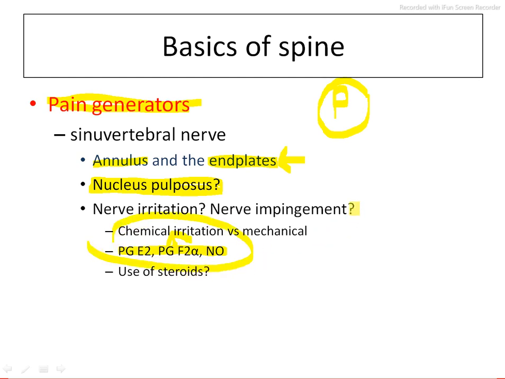Sometimes because of disc degeneration and disc prolapse, suppose this is a nerve going on and from here the disc prolapses, because of mechanical compression of this nerve there can be a mechanical source of pain. One correlation you can see here: these are prostaglandins, which give rise to chemical irritation and pain. So steroids are used, which antagonize the activity of prostaglandins, and because of that the patient gets relief from the pain.